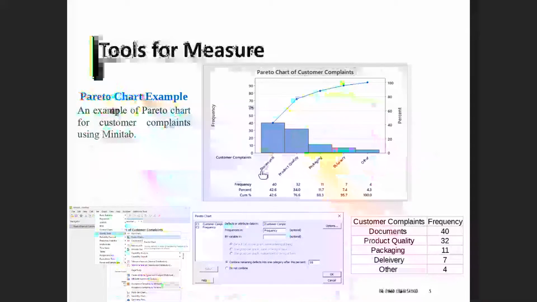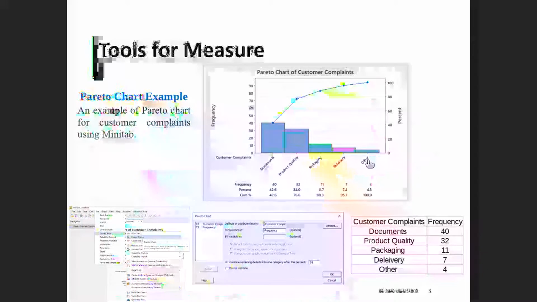x-axis. The first category was because of the documents, and the second category was the product quality. The third was the packaging. The fourth was the delay, and then there are other reasons for or causes of the complaints. So the effect is customer complaints.